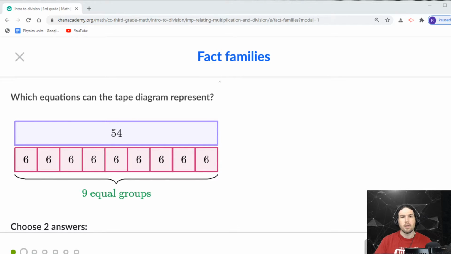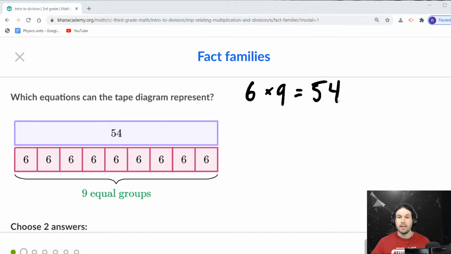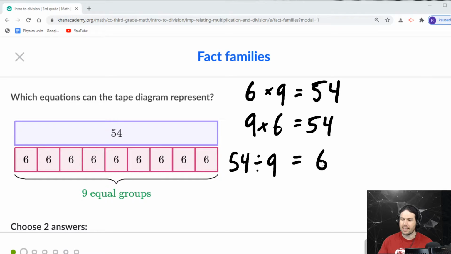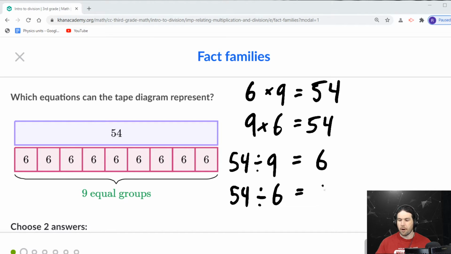So we could say, hold on. We could say that 6 times 9 equals 54, yeah? If I have 6 in each group and 9 groups, that is 54 objects. However, again, commutative property. So 9 times 6 is also 54. And then there are 2 division statements that we could make. We could say that 54, if you divide it into 9 equal segments, each segment is 6 units. Or we could say, if I have 54 and I divide it into groups that are 6 units large, then there are 9 groups.